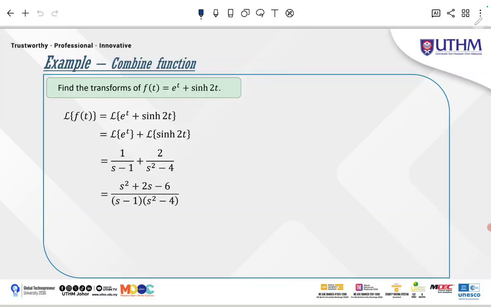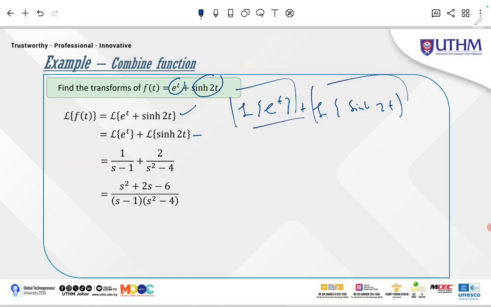Okay, a combined function. We have here the exponential function and the hyperbolic sine function. Again, by linearity, we can solve one by one. So from here we can write it down one by one: the Laplace transform of e to the power of t plus the Laplace transform of sinh 2t. Okay, so we solve one by one here.